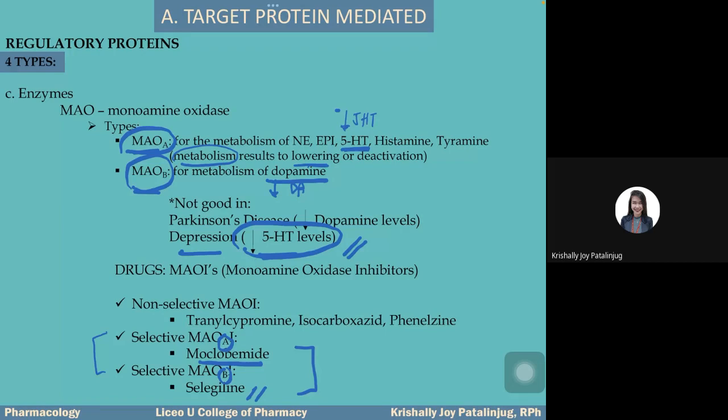True or false? Phenelzine could offer clinical effect to patients with Parkinson's and depression. True or false? True. Very good. Because it's a non-selective MAO-I, meaning it can inhibit both subtypes. Meron siyang activity inhibiting MAO-A, meron din siyang activity inhibiting MAO-B.